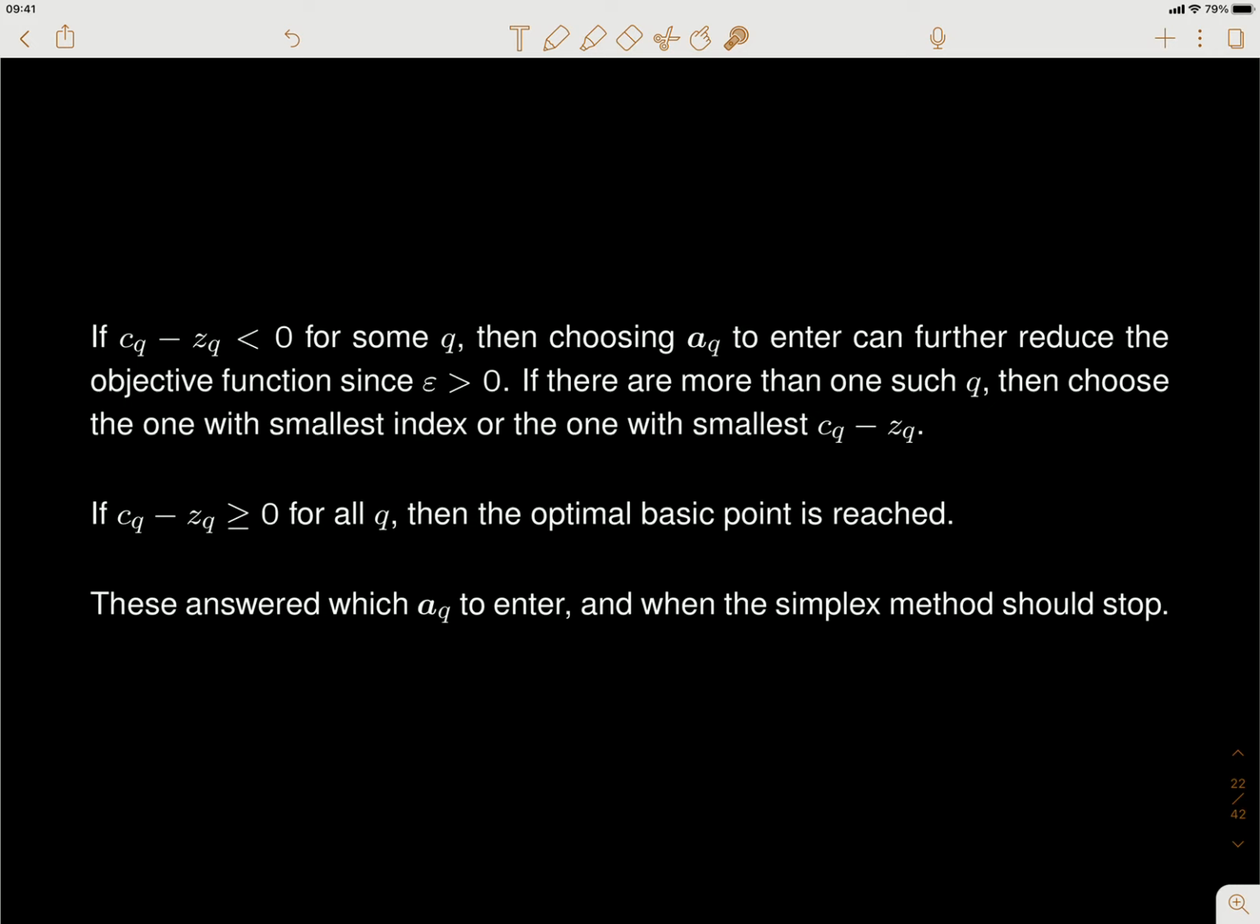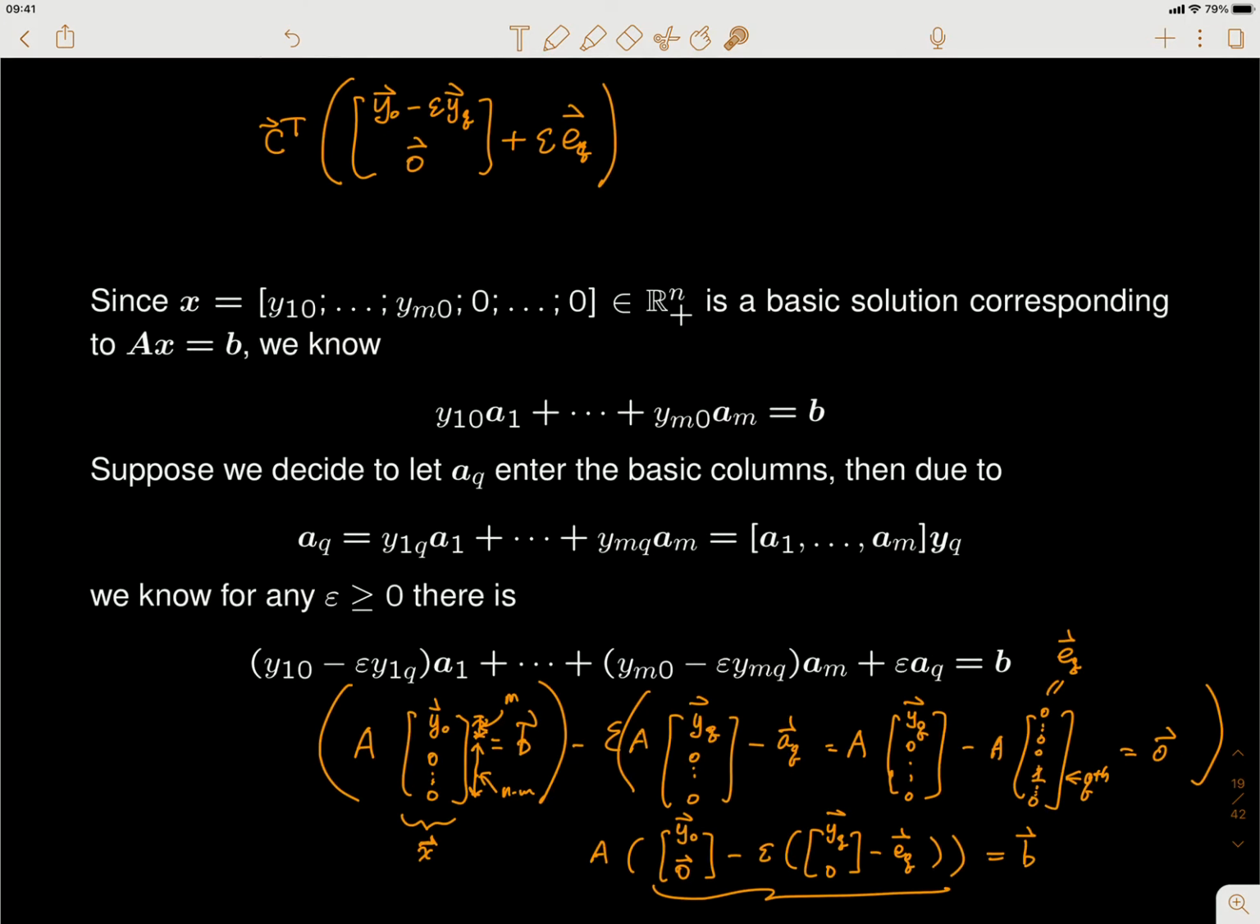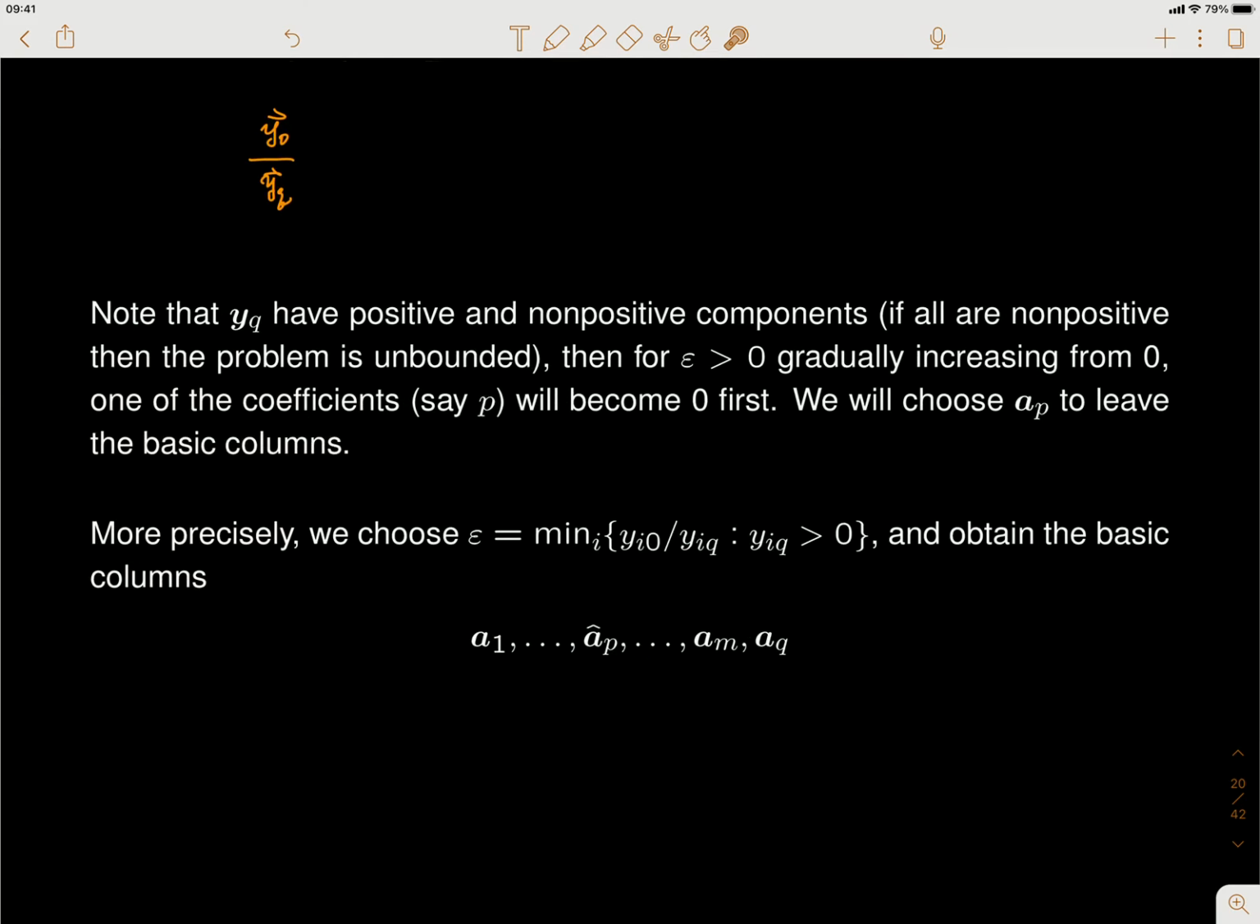So now we have answered two things. One thing from the beginning is that if we decide on a q to enter as a new basic column, and we're going to replace one of the old basic columns, then this tells us which one we should replace. If we know the aq, we make this division for different p's, and see which one is the smallest, then we remove that corresponding ap.